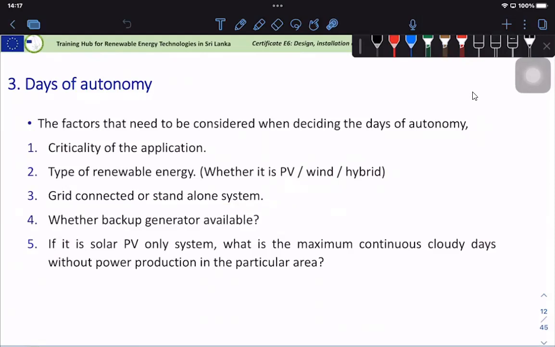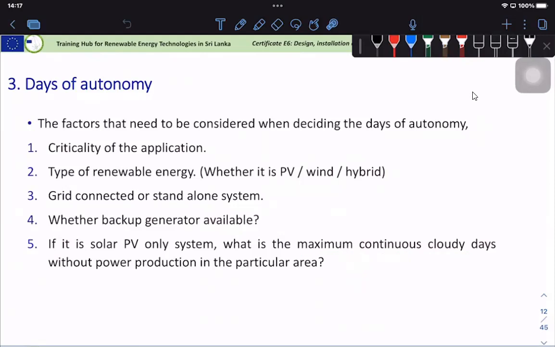And if there's a backup generator, we can reduce the days of autonomy. And if there's no backup generator, we can increase. And also, if it is a solar PV only system, what is the maximum continuous cloudy day without power production in the particular area? So we need to consider that also. So if the maximum continuous cloudy days is higher in that particular area, we need to go for higher days of autonomy, right?